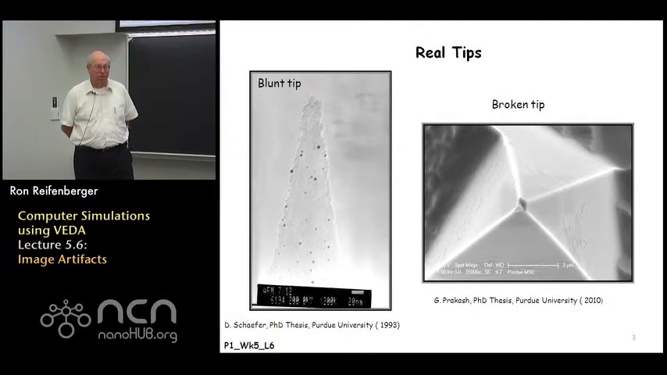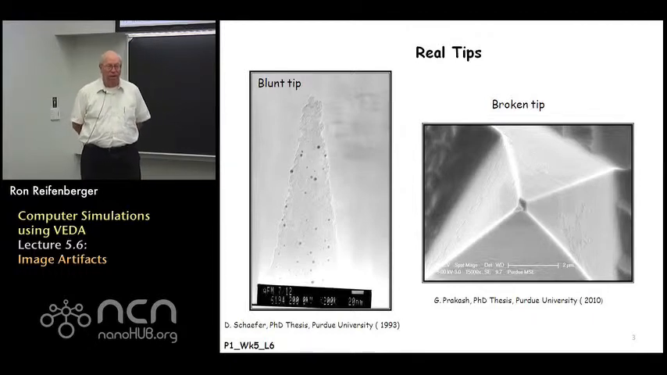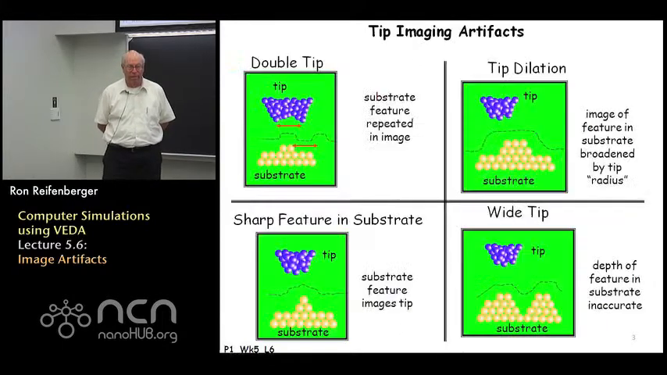Real tips tend not to be as sharp as the ones that I showed in the previous slide. Real tips get blunted quite easily, especially if the feedback parameters are not set properly. The tips tend to be broken. They have small wedged sections broken off from them. And of course, whenever a tip is damaged in this way, the images that you get are going to degrade markedly and will give you false information.